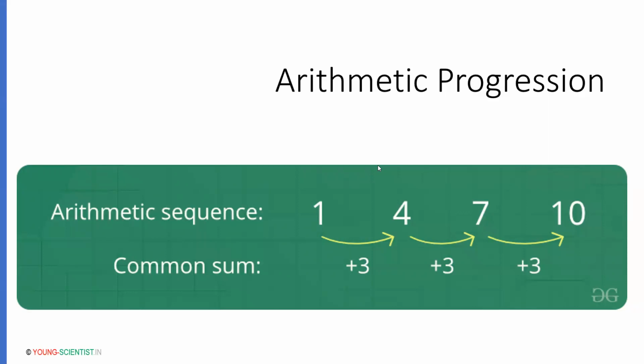So here we have a sequence of numbers 1, 4, 7, and 10. And this sequence is generated by adding 3 to the previous number. So add 3 to 1, you get 4. Add 3 to 4, you get 7, and so on. Okay, you get an infinite sequence here.